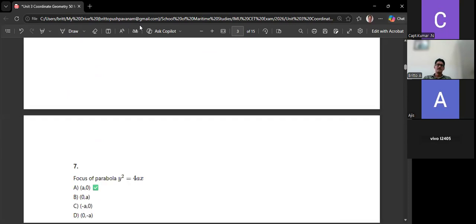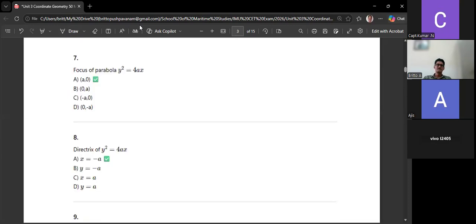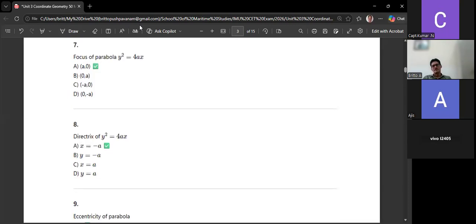Okay, to move on to the next one, question number 7. So here the question is with respect to parabola. Okay, we start, right? So you have in your syllabus parabola, hyperbola, and ellipse. So the question is, what is the focus of the parabola y squared equal to 4ax?